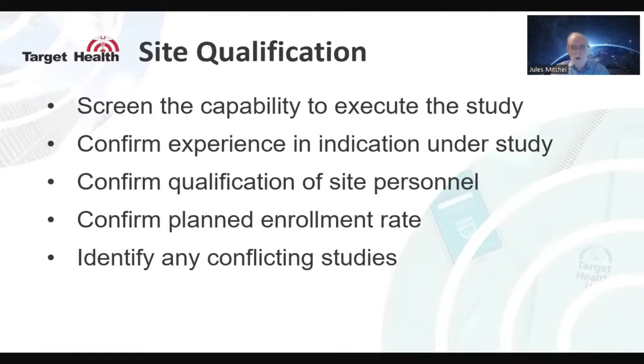We have to confirm the enrollment rate. How many patients do you think you can enroll every month, every week, every day? It really depends on the study. And it's also very, very important to identify any conflicting studies. Is there another study going on in oncology that has the same indication? Or another study that's going on in immunology or in rheumatology that's going to conflict?